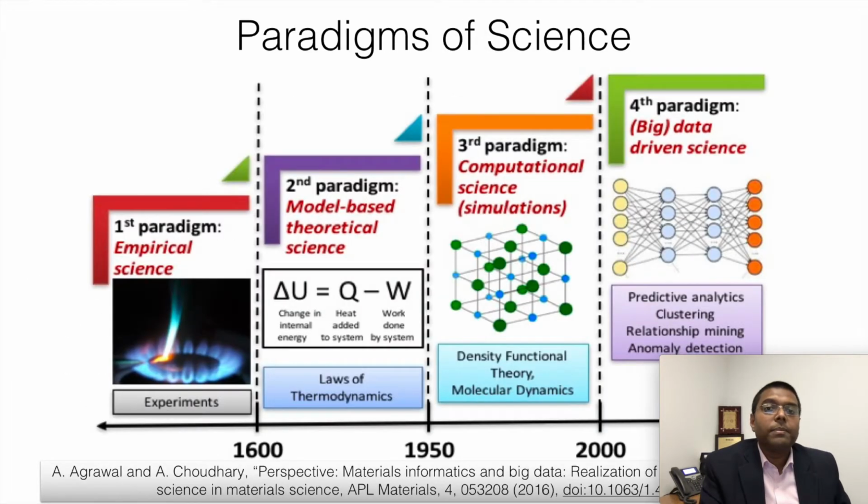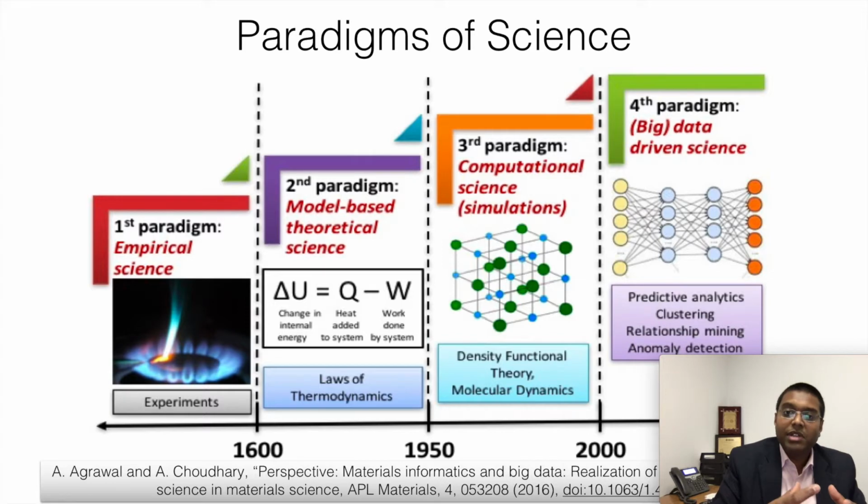So let's begin. This is one of my pet slides, paradigms of science. If we look at how science and technology has evolved over the centuries, not just years or decades, we can very clearly identify these four paradigms of science. Till about the 17th century, all science was purely empirical. Everything was based on observations. Today it is famous as the experimental branch of science. Then in the 17th century, when calculus was invented, we could take real-world phenomena and express them as mathematical equations. Things like Newton's laws of motion or laws of thermodynamics in the material space are very good examples of the second paradigm of model-based theoretical science.